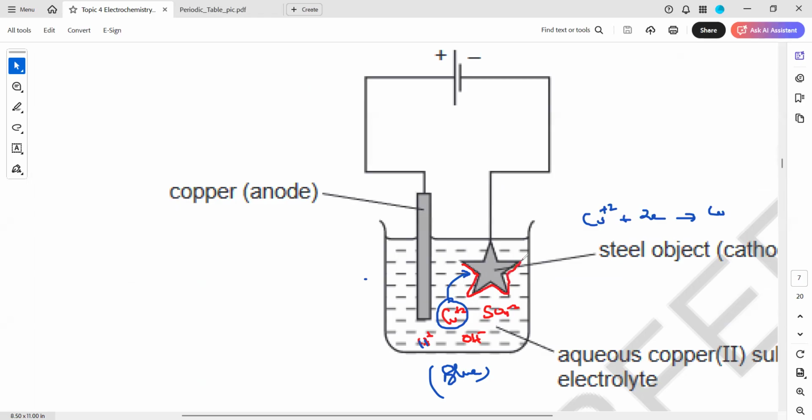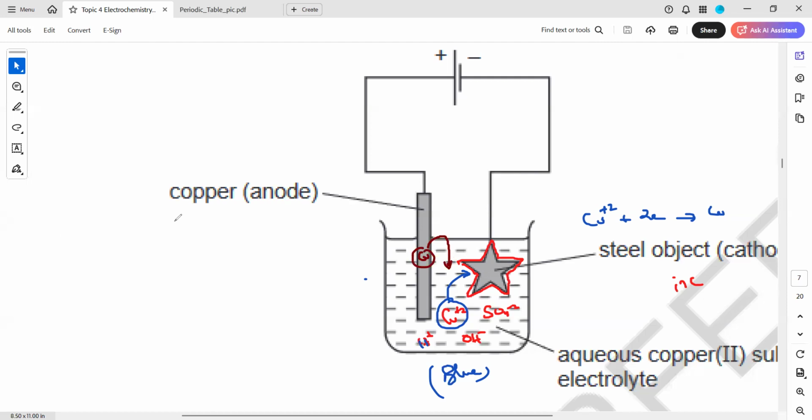So what happened to the size of the cathode? Increase or decrease? Increases. Good. The size of the cathode will increase because the copper ion gains electrons and turns into a copper atom. Then the anode is also made up of copper. So to overcome this, the copper atom will go inside the solution as a copper ion.